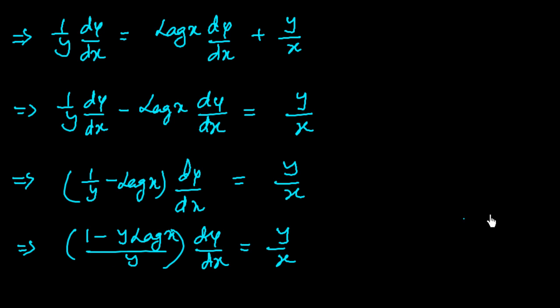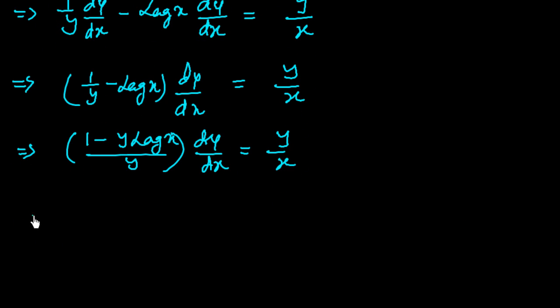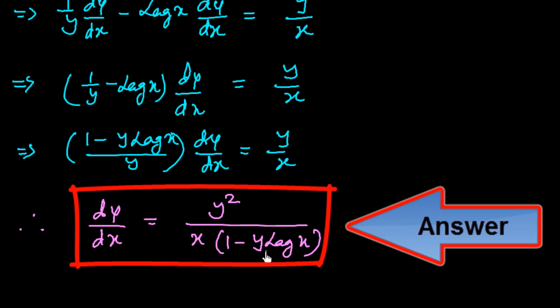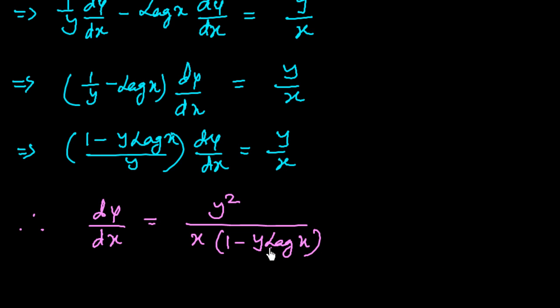Now we cross multiply, so we finally get dy over dx equals y squared over x times 1 minus y log x. This is the final differentiation of the infinite series y is equal to x power x power x up to infinity. In this way we could easily find the differentiation of an infinite series. Thank you.